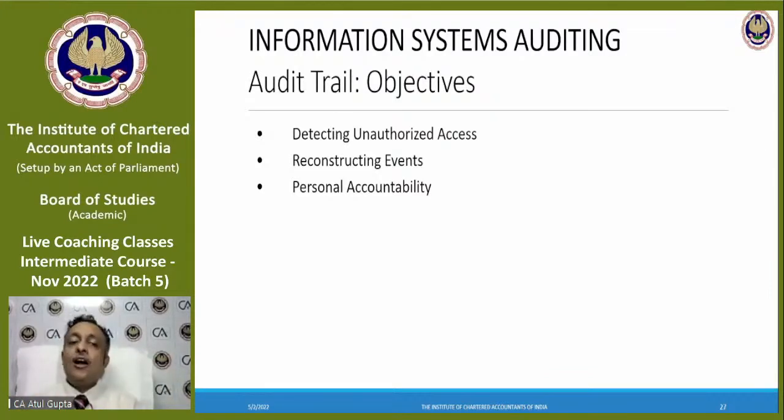And last is personal accountability. Personal accountability means who did it. That is why you must not share your passwords, because if you share your password and the other person to whom you have shared it does something wrong in the system, your password comes up. So you will be held accountable. So personal accountability, because the audit trail identifies and documents who did this job. So that personal accountability is established. So why do you require an audit trail? For detecting unauthorized access, reconstructing events, and personal accountability.